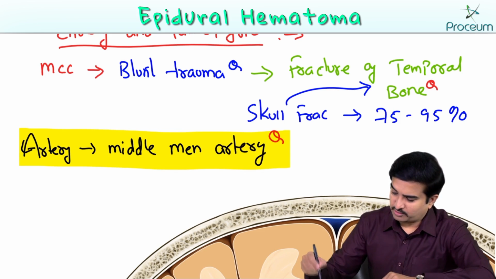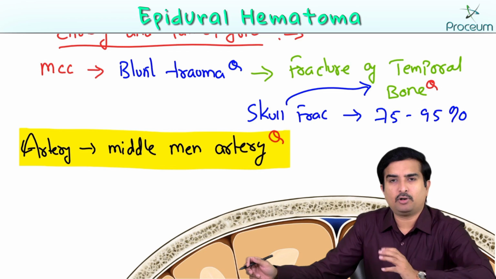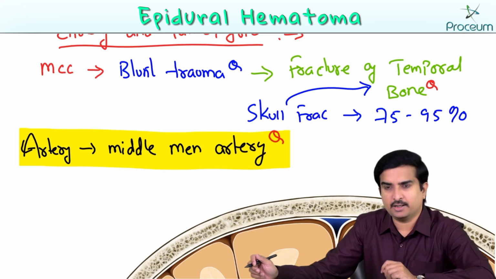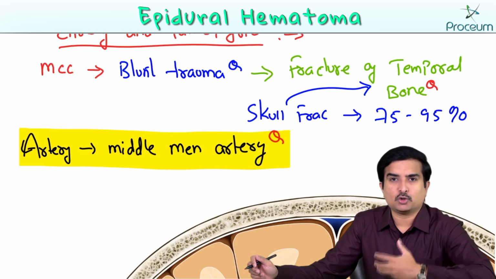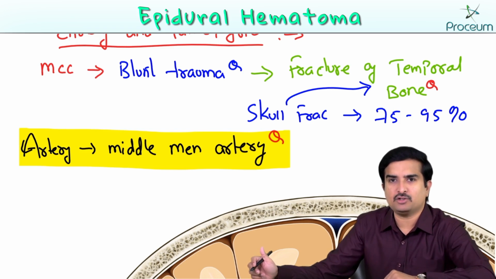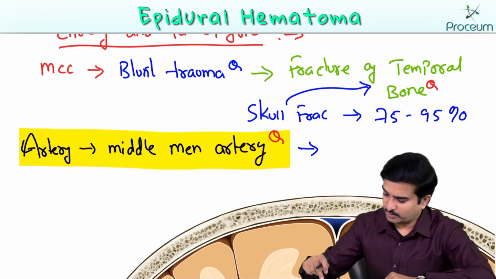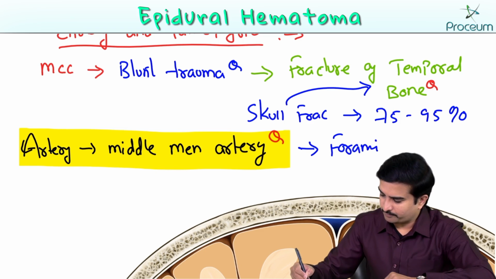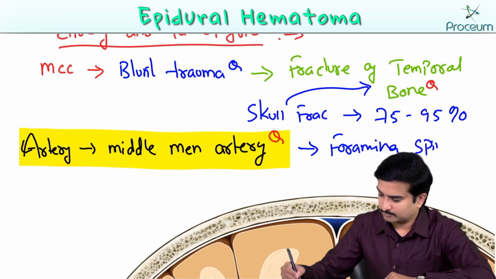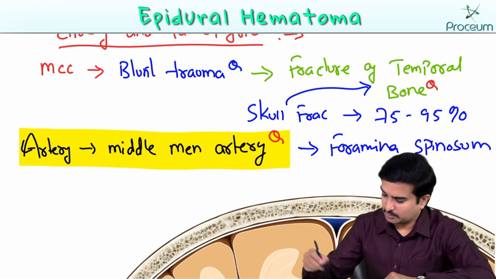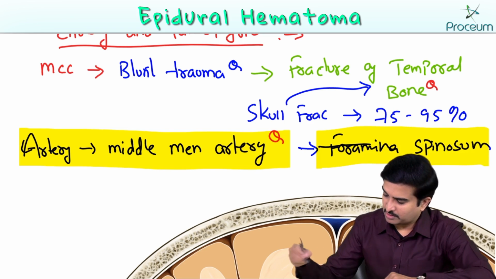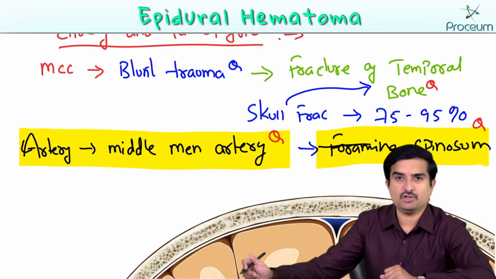Whenever we speak about this middle meningeal artery, another important anatomical link we should give over here: which foramen is associated with the middle meningeal artery, which means which foramen accommodates this artery? It is the foramen spinosum. Concentrate on this point once again: it is the foramen spinosum. This is also an important MCQ point. The foramen spinosum is the one which accommodates this middle meningeal artery.